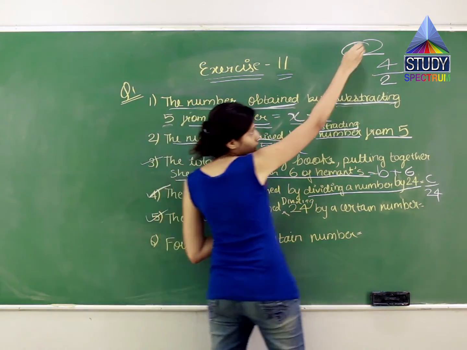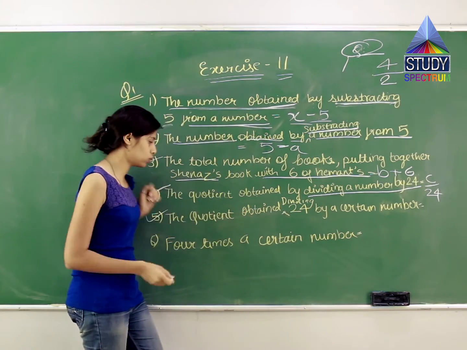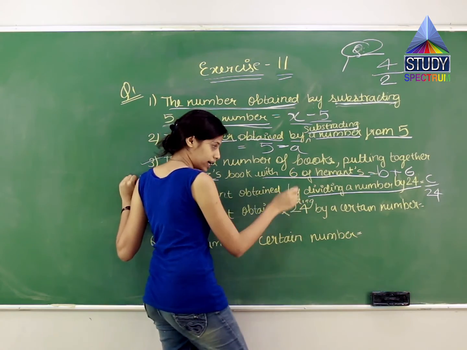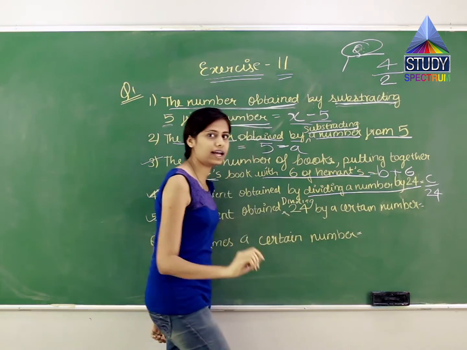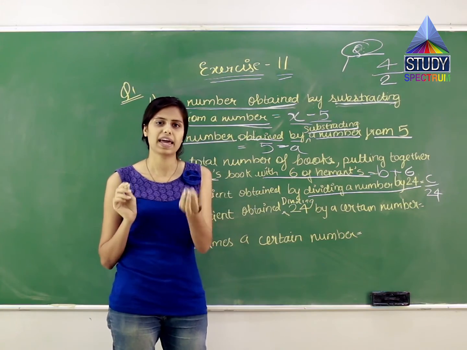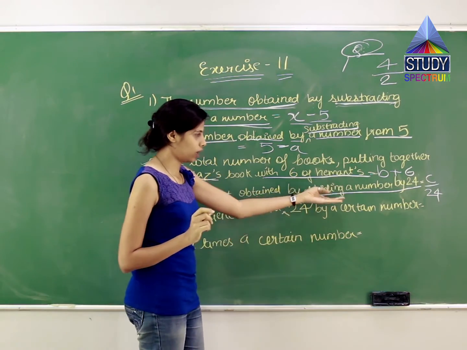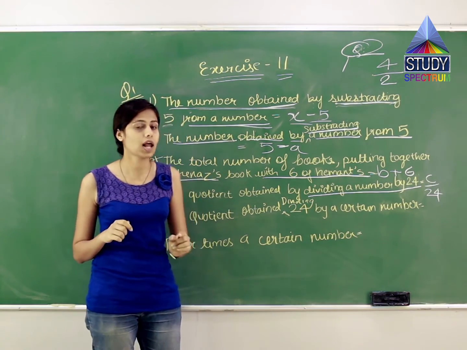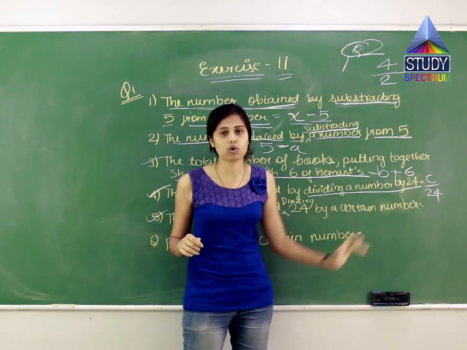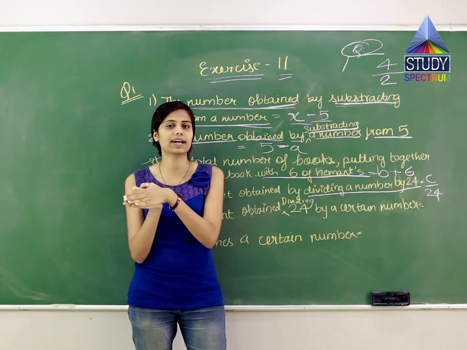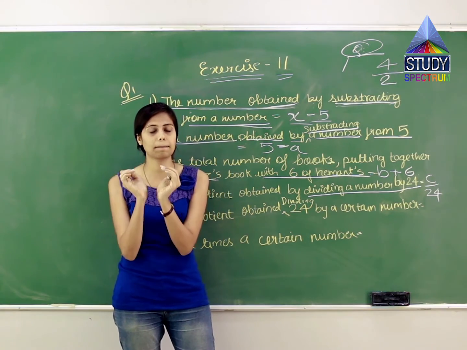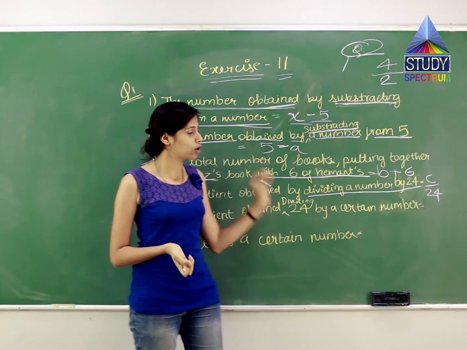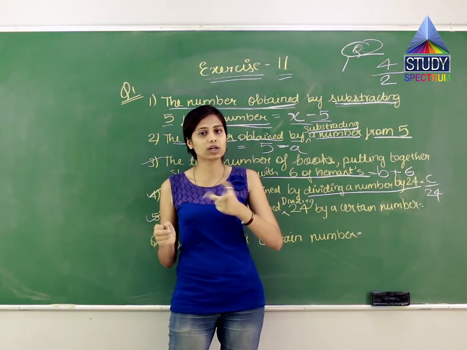मैंने बताया ना, this is called the quotient. So they are telling you the quotient obtained by dividing 24 by a certain number. They are telling you 24 को divide करना है एक certain number से. So is this same as the fourth question? No, because in this question the numerator was unknown. They are telling you a number is divided by 24. A certain number is divided by 24. But over here what they are trying to tell you is 24 is divided by a certain number. मतलब उल्टा कर दिया है.